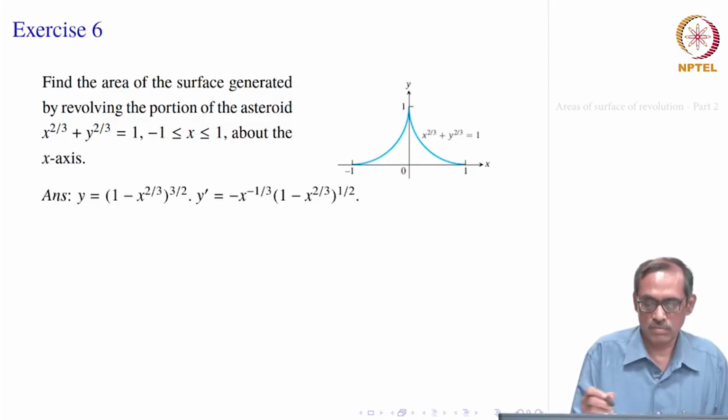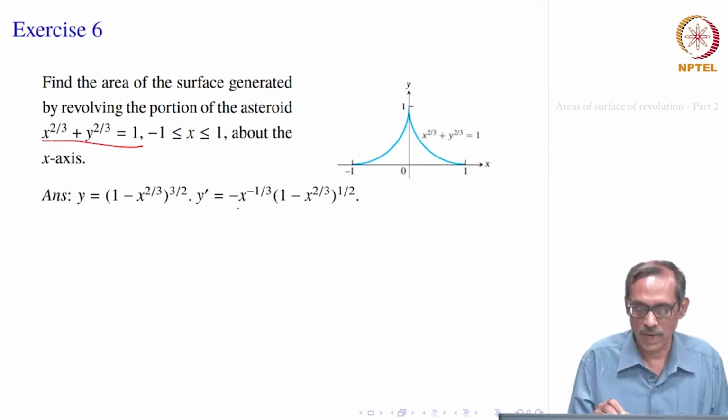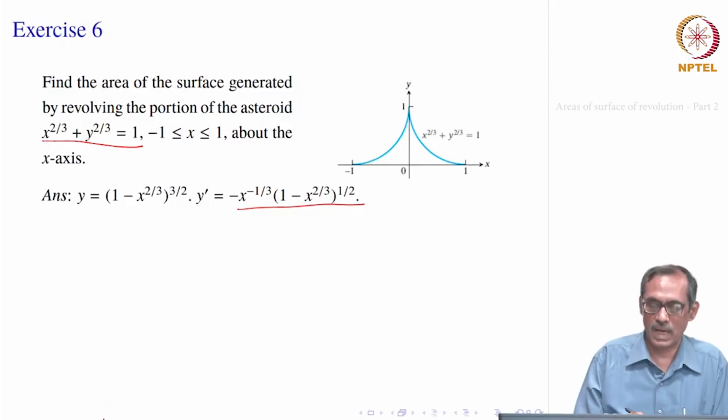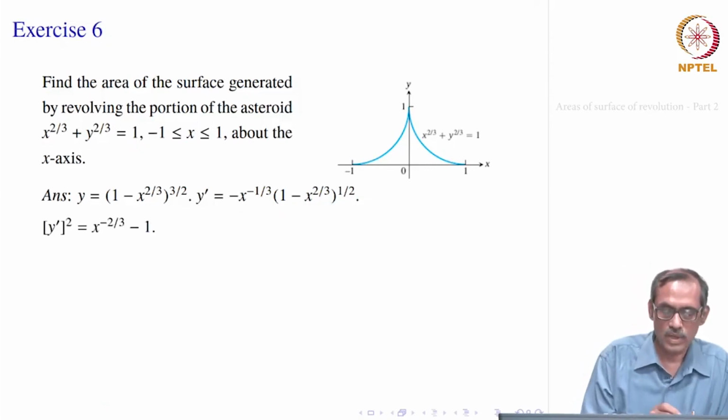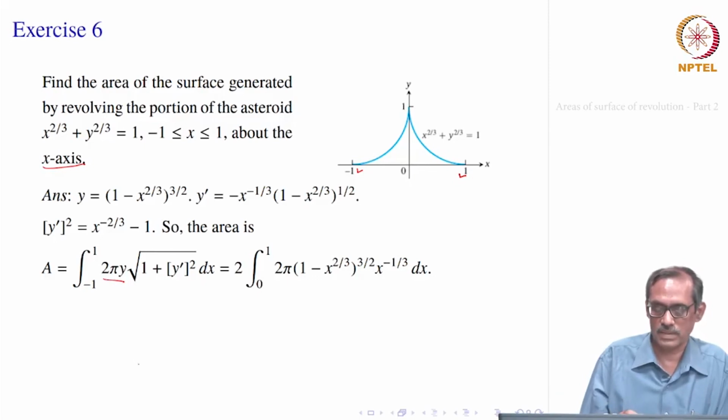So, we should get the formula directly. Say y is greater than or equal to 0 now. So, y equal to 1 minus x to the power 2 by 3, to the power 3 by 2. y prime is minus x to the power minus 1 by 3 into 1 minus x to the power 2 by 3 to the power half. So, we get y prime square as x to the power minus 2 by 3 minus 1. So, the area is the integral from minus 1 to 1 for the x limits, 2 pi y, because it is about the x axis, times square root 1 plus y prime square dx.